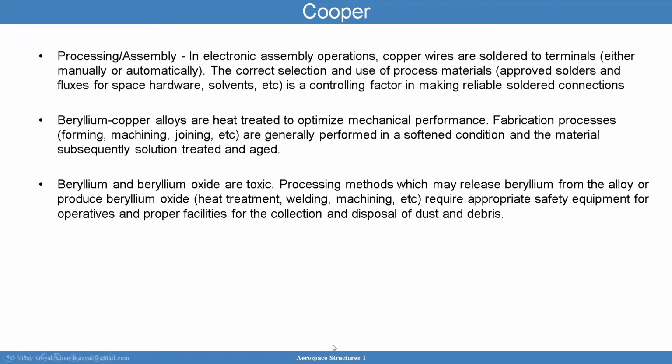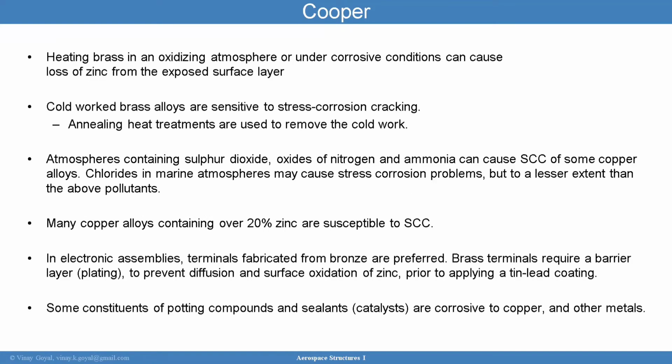Beryllium oxide tends to be toxic, so the process methods that are used do require quite a bit of safety equipment, especially if you're going to do heat treatment, welding, or machining. You better start looking at some important safety equipment because of the toxic behavior.